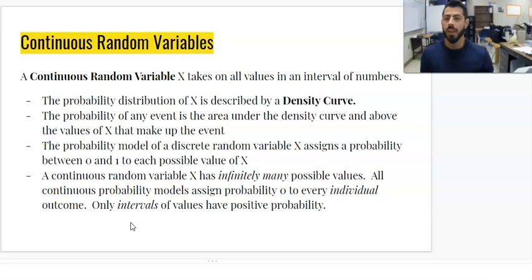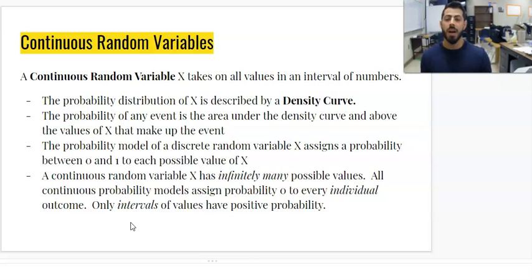So when we're looking at continuous random variables, the probability distribution for those are considered a density curve, right? And we've already seen one. We're very familiar with one. The probability of any event is the area underneath the density curve and above the values of x that make up that event, okay? So we're looking at portions of the area of this curve, and that's going to give us the probability. Again, hopefully this is starting to ring some bells.